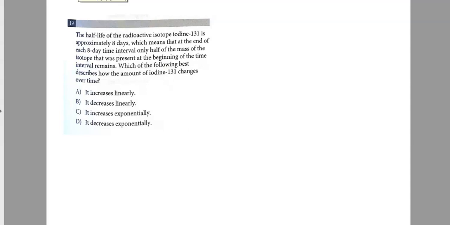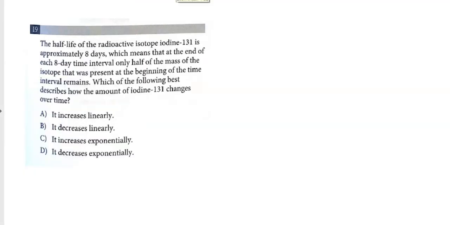All right, number 19, see what we have here. Half-life of, well, right there, when you tell me half-life, I know this is exponential decay because something's getting smaller and smaller over time. And it says, at the end of every 8-day interval, only half of the amount was left, which the following best describes over time.